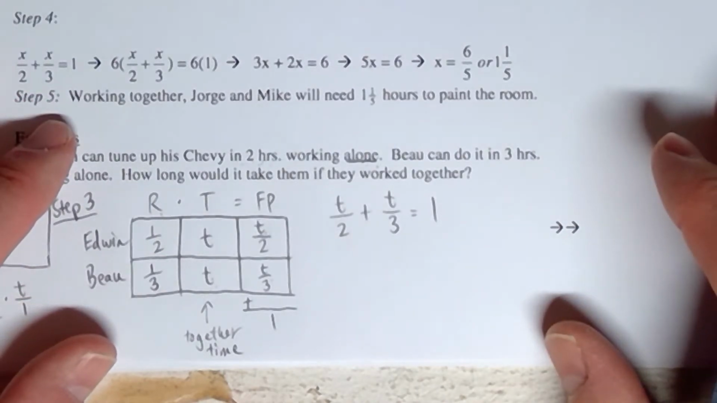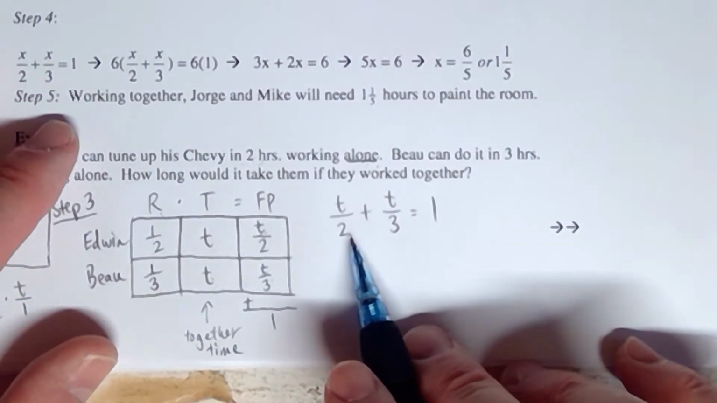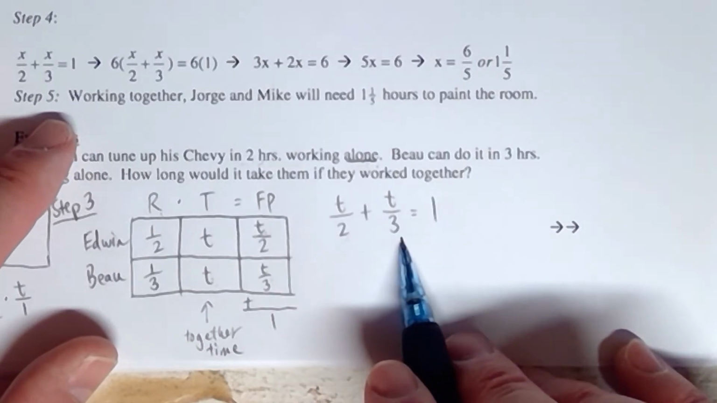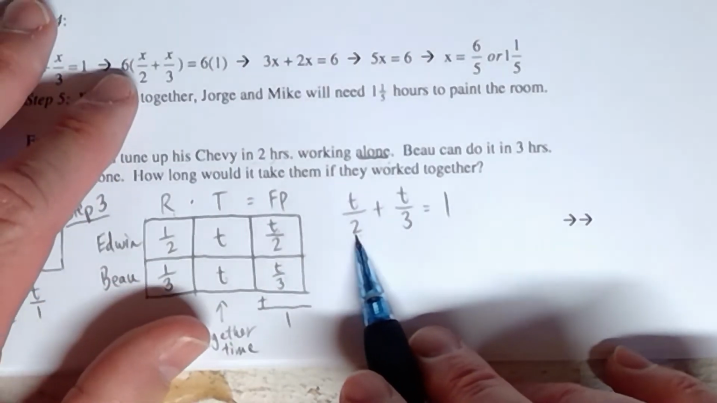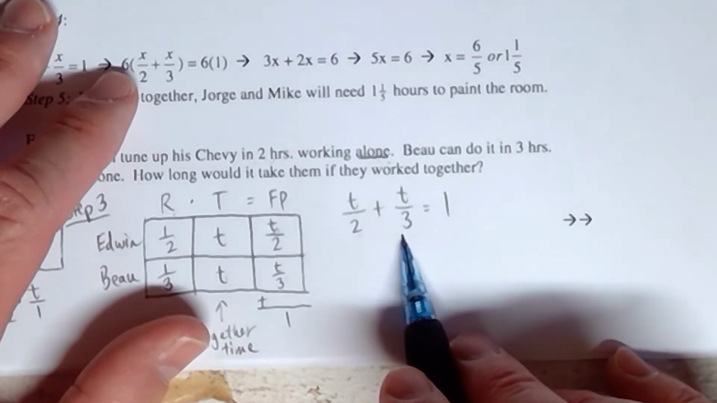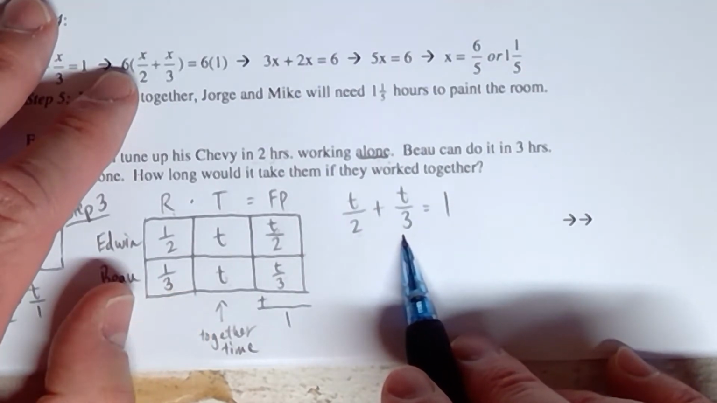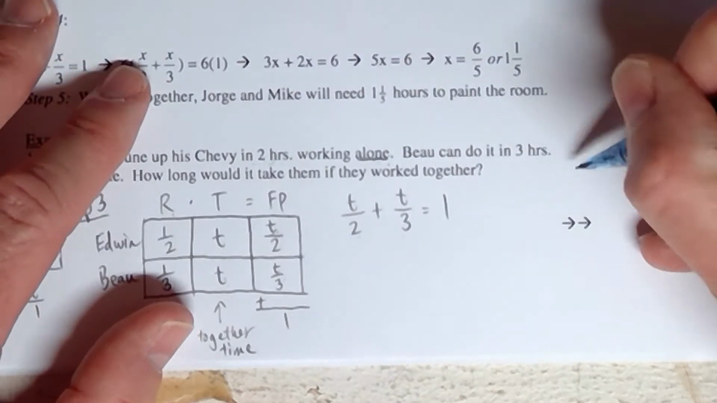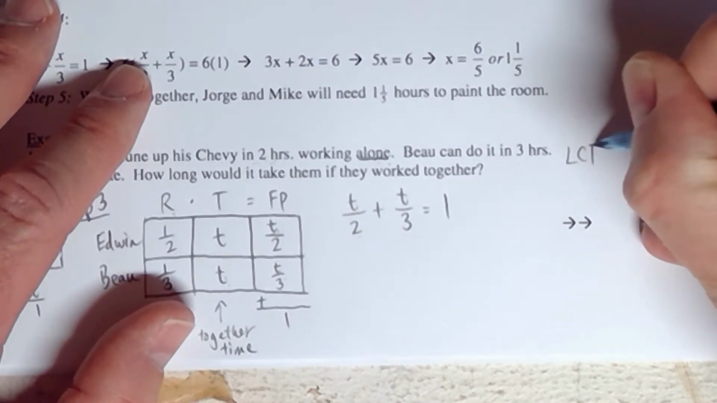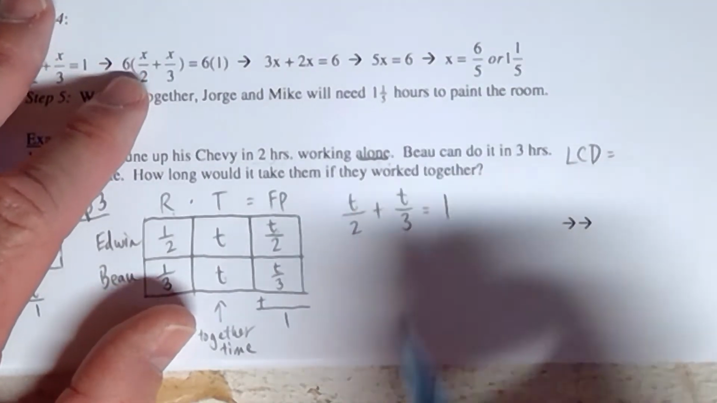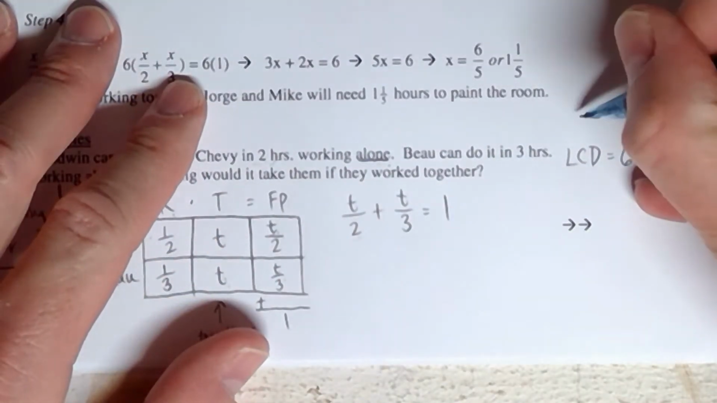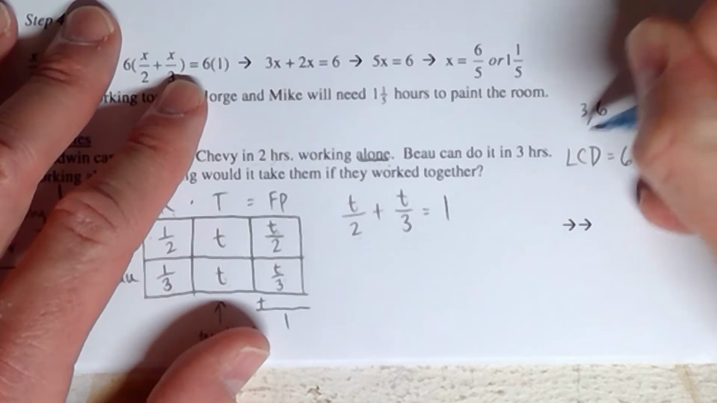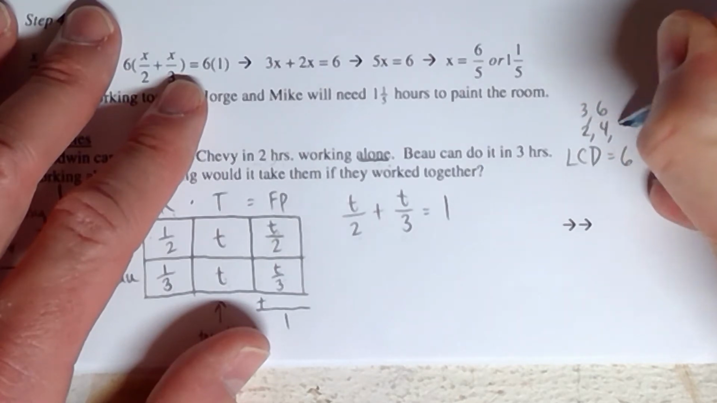How do I solve that? Remember, you guys, that when we have a fraction equation, in most cases that we've seen in the past, you have to do that LCD thing where you multiply both sides by the LCD. Isn't it true here that for 2 and 3, the denominators, the LCD is 6? Because that would be the lowest common multiple.